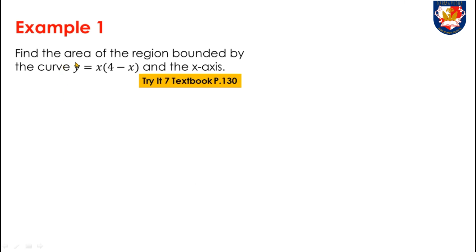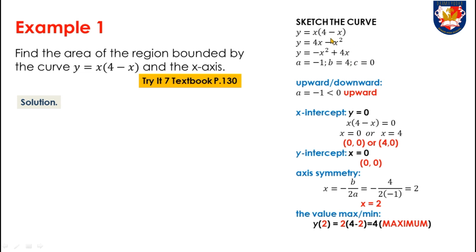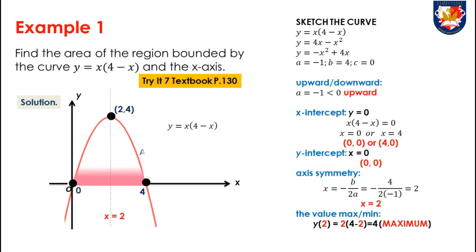Example 1. Find the area of the region bounded by the curve y equals x times (4 minus x) and the x-axis. Solution. Firstly, we have to sketch the curve of y equals x(4 minus x), which is a quadratic function. Here is how to sketch the curve of the quadratic function. Using these features, we sketch the diagram as follows. And this is the area that we are going to find.